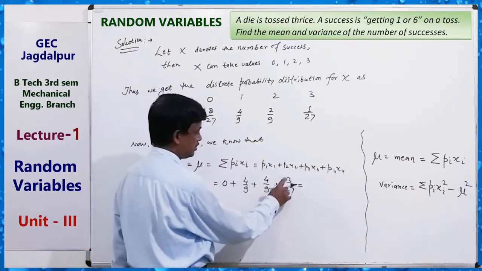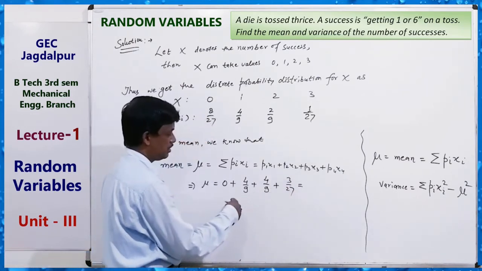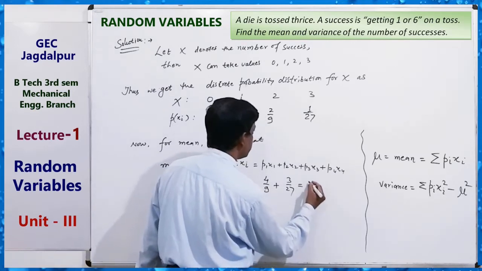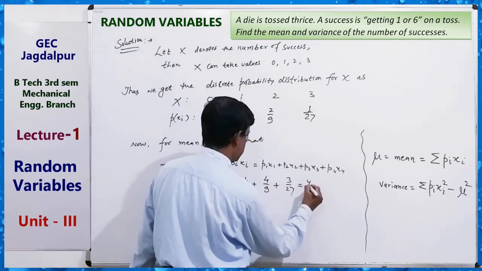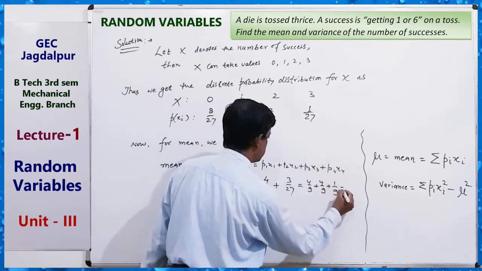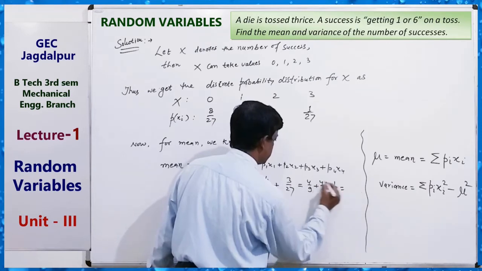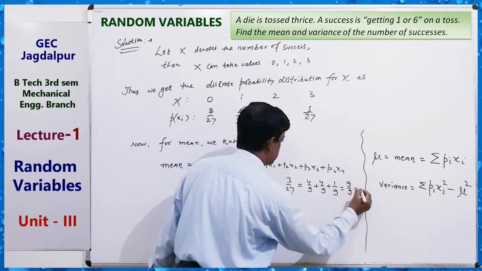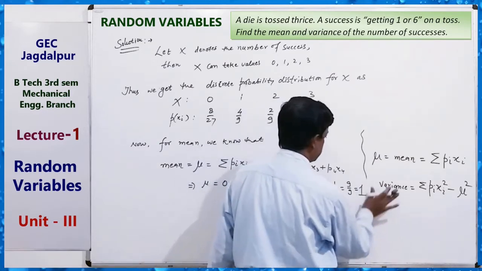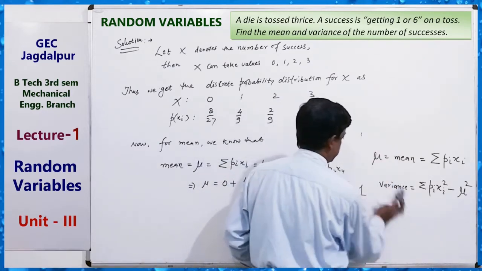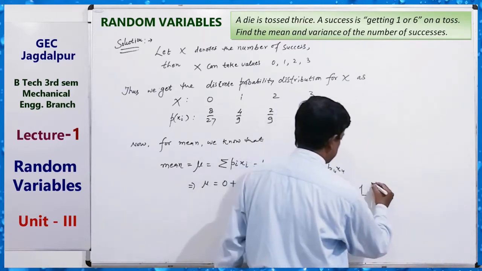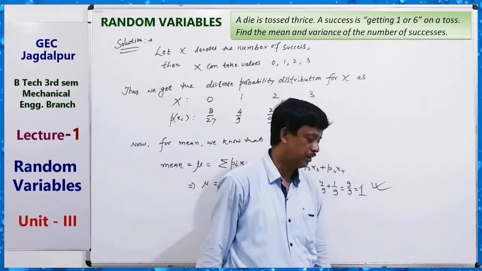This 3 by 3 999. So we can get what? Equals to 4 by 9 plus 4 by 9 plus 1 by 9 equals to 9 by 9 equals to 1. So mean is 1. Okay, so mean is 1.